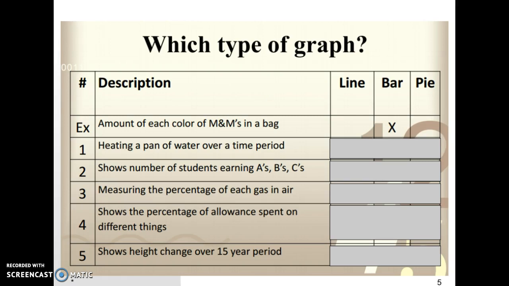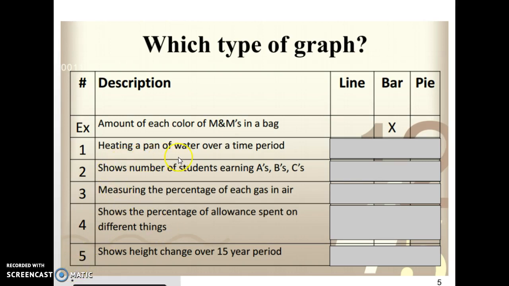Alright, there are 5 other ones. I want you to pause, and I want you to write down what type of graph you think we would use for each of those examples. All right, let's see if you were right.